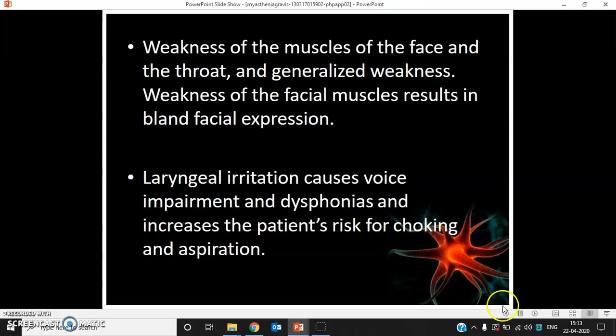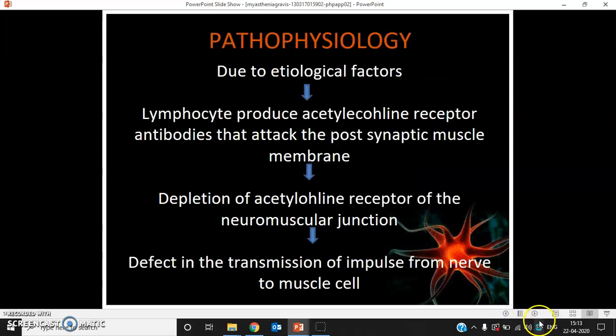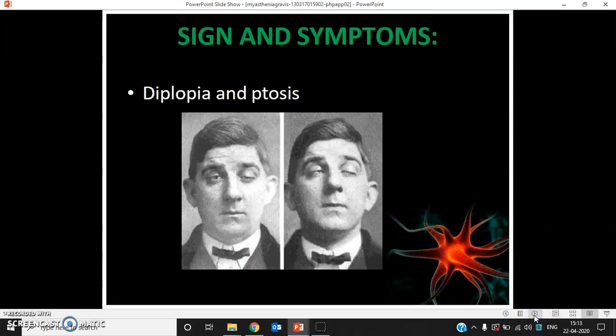All right, so next one is the signs and symptoms. What will be the signs and symptoms? You have seen this face, like his one eye is closed, here both eyes are closed. So this is diplopia and ptosis. In diplopia, we have two eyes affected, and in ptosis, we have one eye affected. So these are the signs and symptoms. By seeing the facial expression of the patient, you will be able to tell whether it is a symptom of MG, myasthenia gravis, or not.